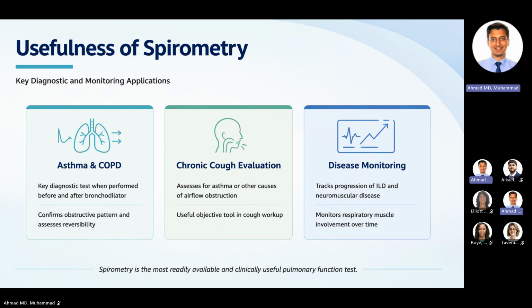So, usefulness of spirometry. In asthma and COPD, it's a key diagnostic test. All individuals who have a 20-pack tobacco use history must undergo screening PFTs, to make sure that they do not have early COPD, and starting treatment early would help in preventing progression. In individuals with asthma, it is used either for diagnosis or for managing their asthma, or for augmenting the therapy for those who are poorly controlled. In the evaluation of chronic cough, where you suspect that they might have asthma, and also for disease monitoring, as it tracks progression of interstitial lung disease and neuromuscular disease.